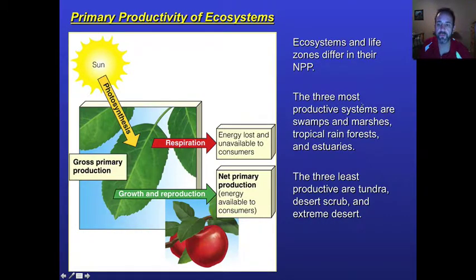All right, so the three most productive systems are swamps and marshes, rainforests, and estuaries. The three least are tundras, deserts, scrubs, and extreme deserts. Why? Why are these the most productive and these are the least productive? Let's talk about it in class.